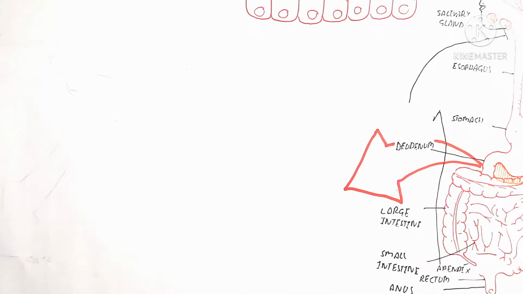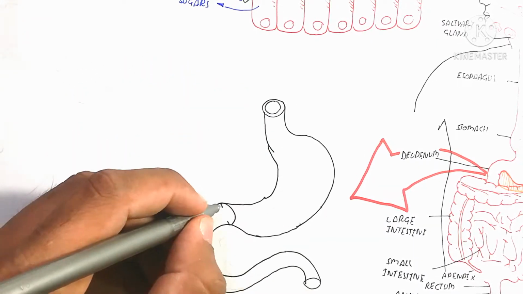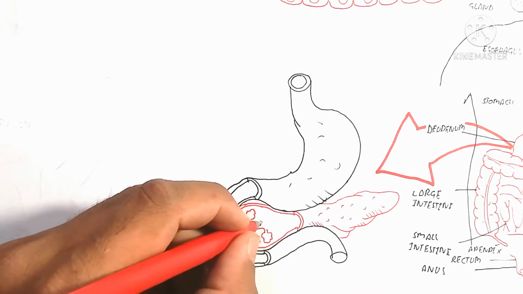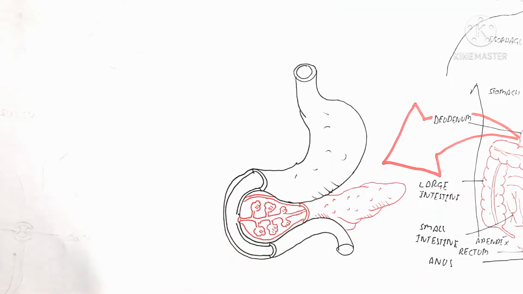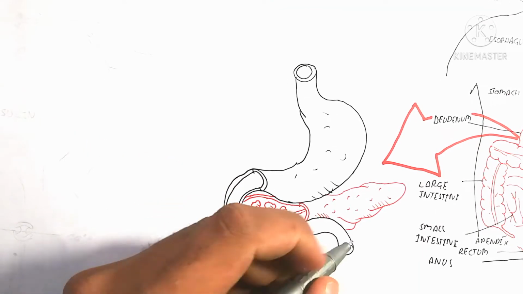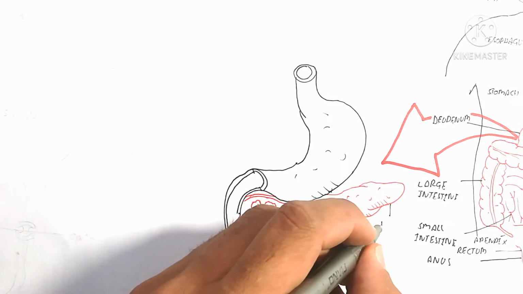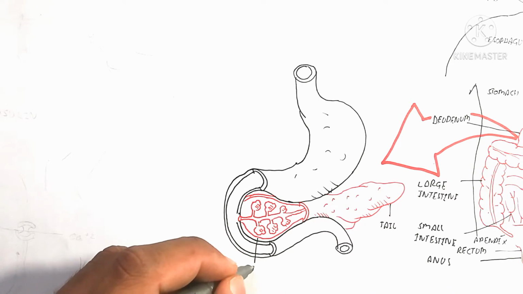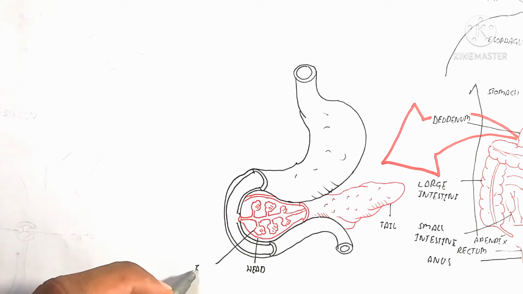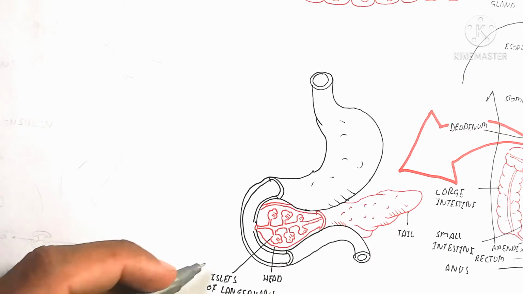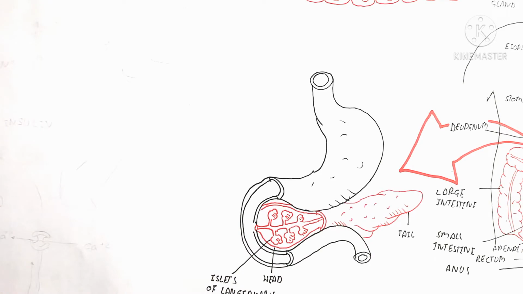So here we are not going to go into the digestive system in detail. Here is the stomach, which connects to the duodenum, and at the back side is the pancreas. Inside, the pancreas looks like this, known as the acinus. Here is the tail, and upward, toward the duodenum, is the head of the pancreas, and the mid region is also present.